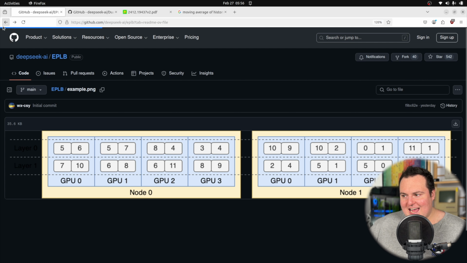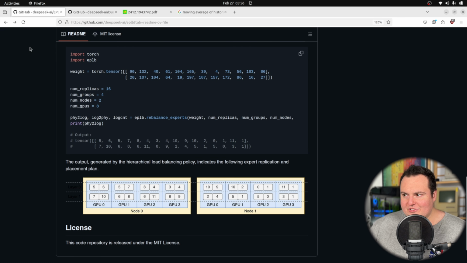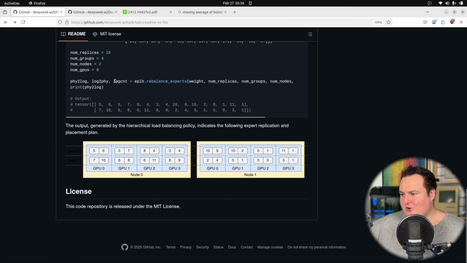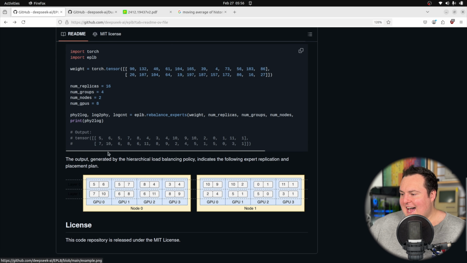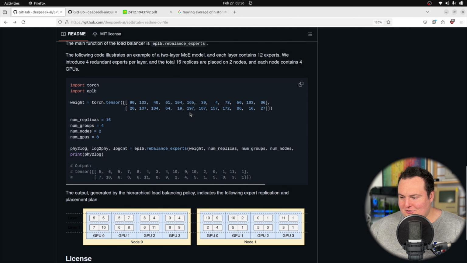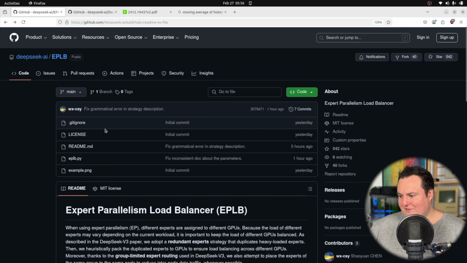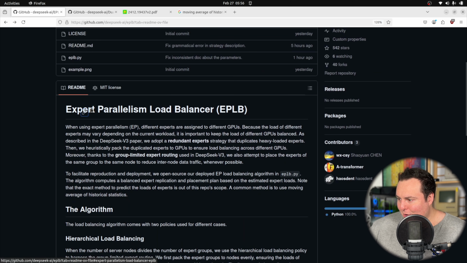So again, very unscientific, but basically this is just showing us very simply how this load balancing policy will replicate the specific experts that are under heavier load in order to try to keep everything balanced. And that's pretty much the gist of this specific expert parallelism load balancer.